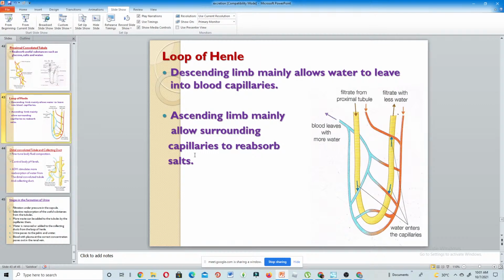Alright, moving on to our next part of the nephron. This is called the loop of Henle.